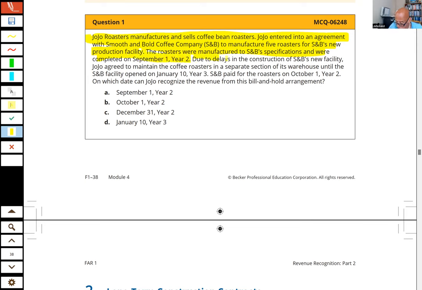Due to delays in the construction of the new facility, they agreed to maintain the roasters in a separate section until the facility was open in year 3. SMB paid for the roasters on October 1st. Now on September 1st, there would be a receivable, and on October 1st, that receivable would be liquidated.